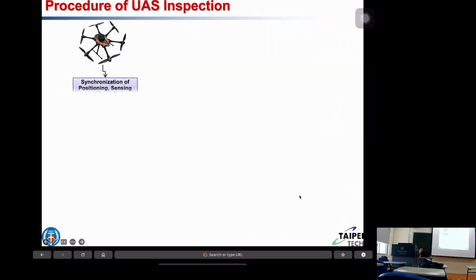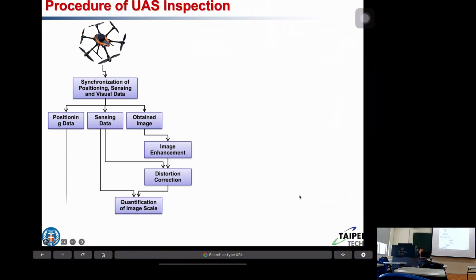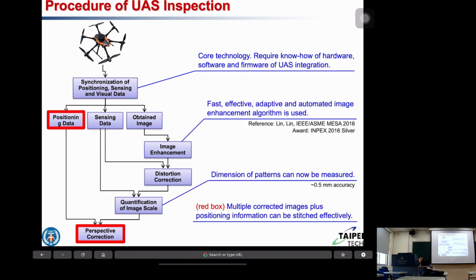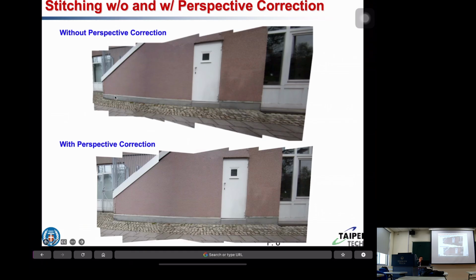And over here, we also try to stitch multiple images into one big picture. Sometimes the UAV is not perpendicular to the building, so the picture you took may have an angular error. So at the time we did some optimization on mapping the picture back to straight. So without optimization, you can see how this door, the shape of the door, is not straight.